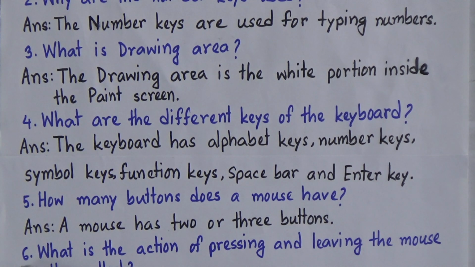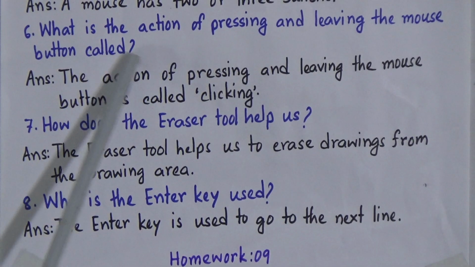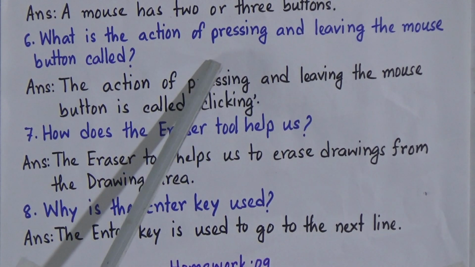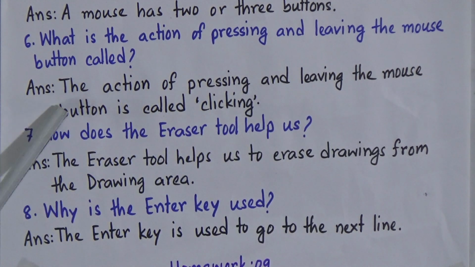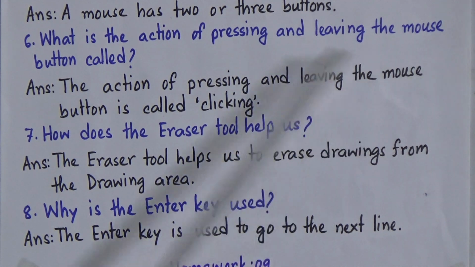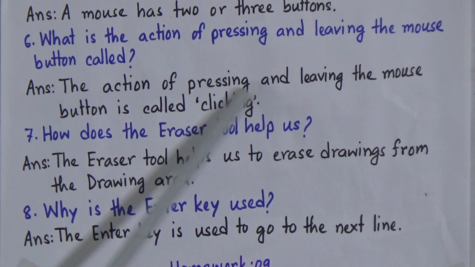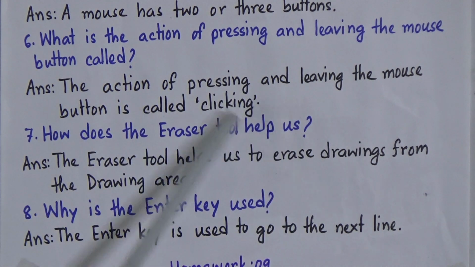Now number 6. What is the action of pressing and leaving the mouse button called? We all know that it is called clicking. And the answer will be, the action of pressing and leaving the mouse button is called clicking.